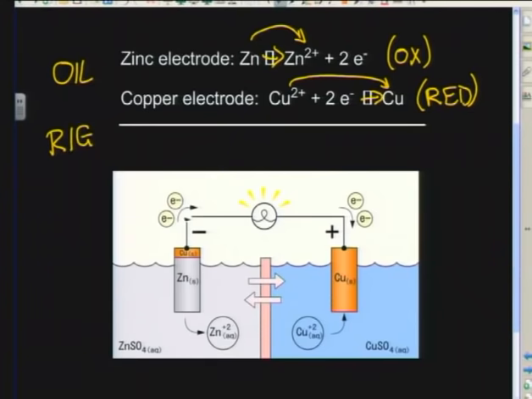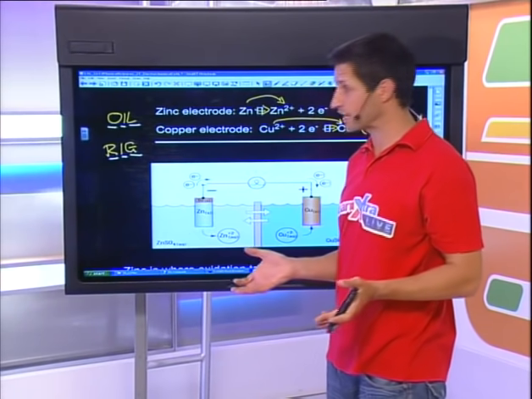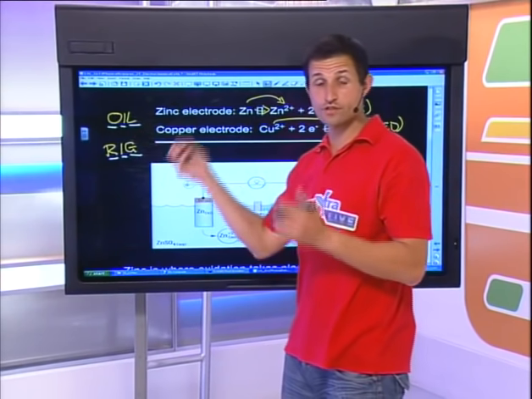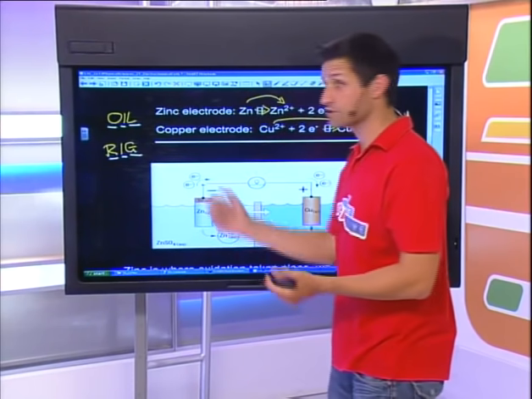The way I use this, I start out with the word OIL. Let's go through this step by step. Oxidation is loss, so oxidation is loss of electrons. What about the other word, RIG? Reduction is gain. It's as easy as that. If you're trying to figure out what's going on in terms of electrons, oxidation is loss, so that's OIL. Reduction is gain, and that's my reduction reaction.